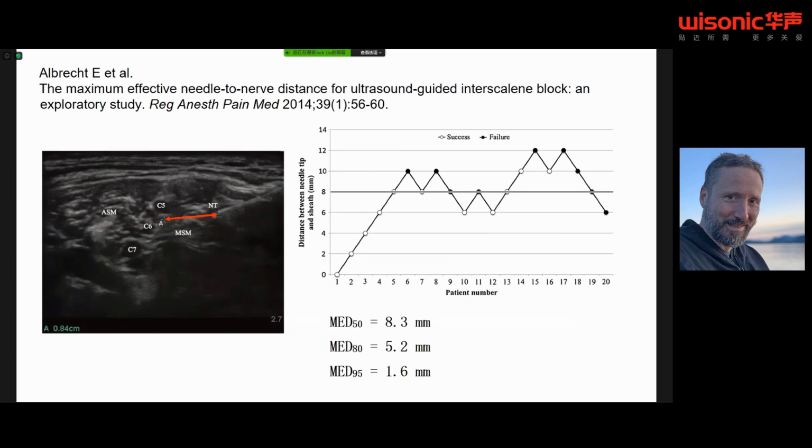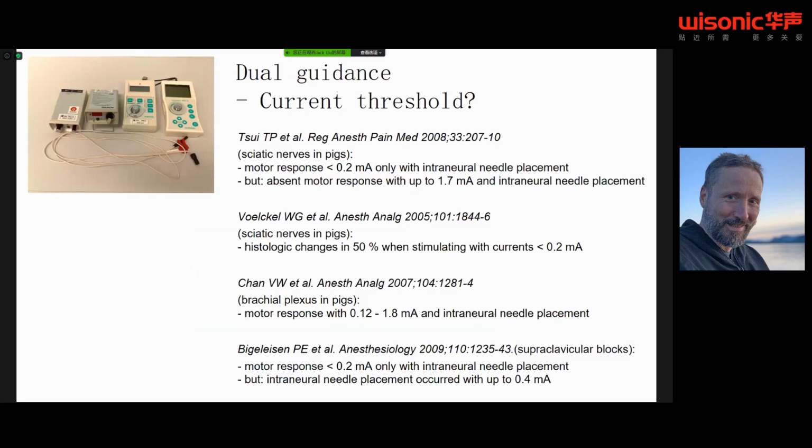Of course, you can consider that you will need a higher volume when you decide to inject from a wider distance. And I'm also not sure if this data is transferable to other block techniques. So the maximum effective needle to nerve distance will of course vary in different anatomical locations. As we sometimes have to get closer to the target nerve, as suggested by Albrecht and colleagues in their interscalene study, we want to increase safety and reduce the risk for nerve damage as much as possible.